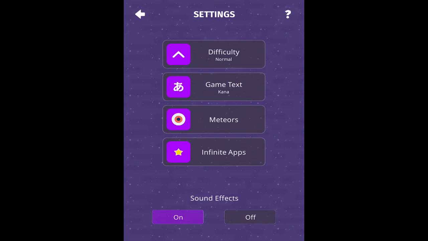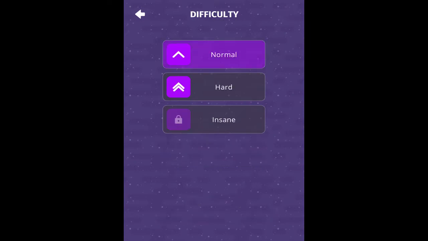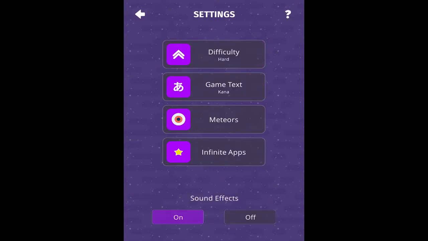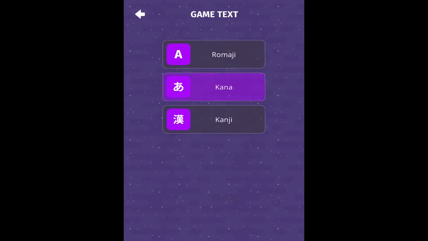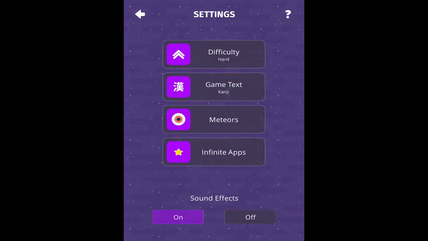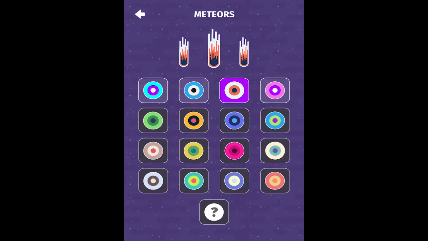As you can see, the gameplay is really simplistic, but the settings do allow you to change how difficult the game is under a couple different circumstances. Let's take a look at that. So just quickly, we'll take a look at the settings here, and you'll see game difficulty, which is normal, hard, and insane, which you have to unlock by beating the other levels. The different types of language they can use, Romaji, Kana, or Kanji, which is really interesting because it makes it relatively difficult. And then different types of meteors and graphics that you can use.